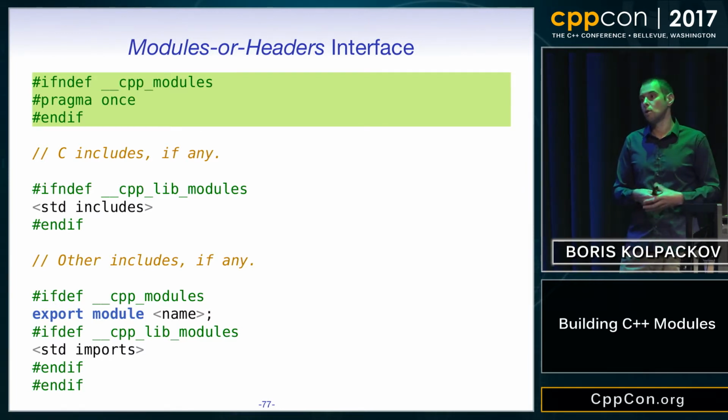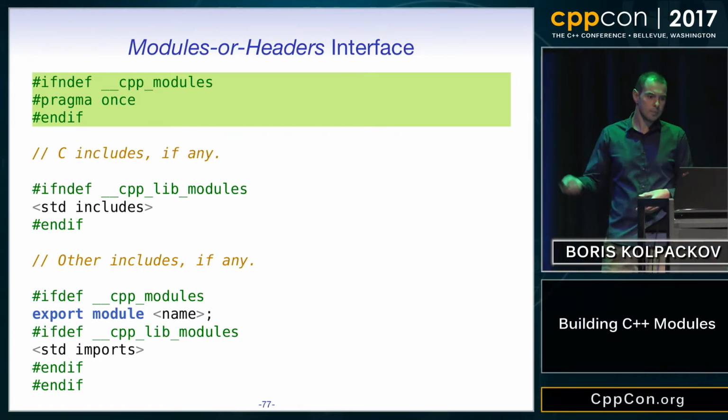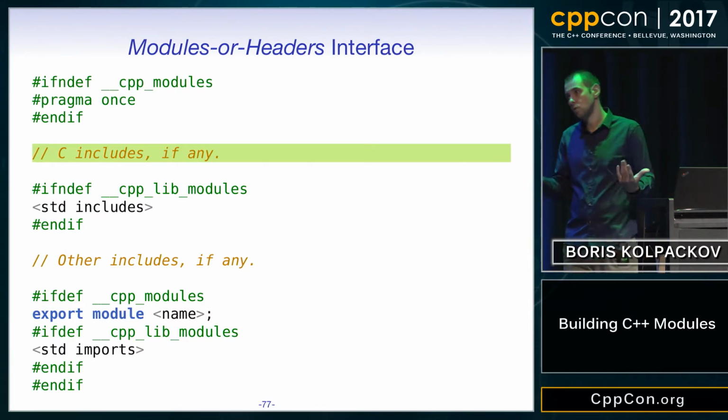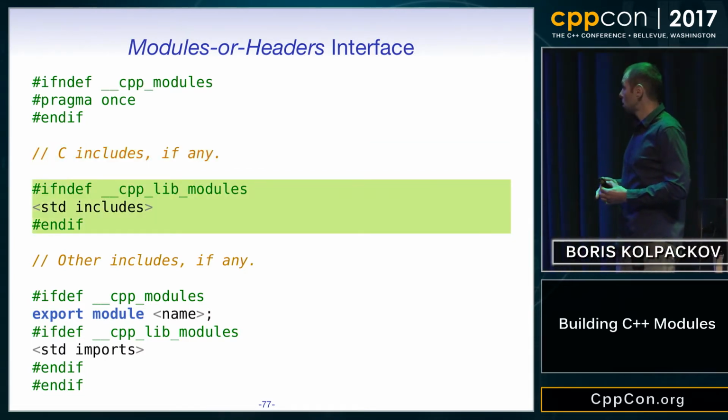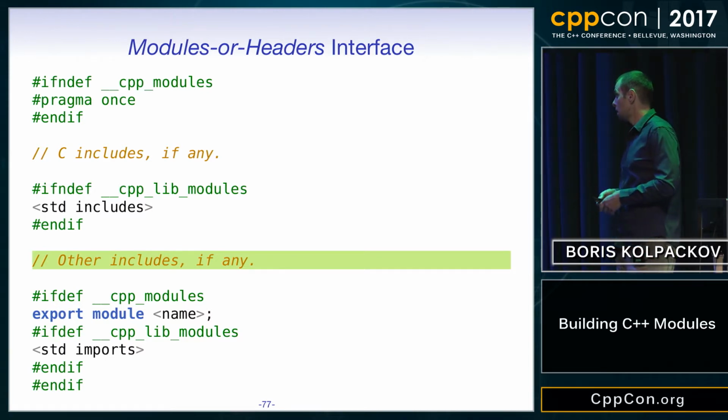You can probably make it work with include guards. It will just get really ugly, I think. And I think it's just better to bite the bullet and use pragma once. Then we have the C includes, for example. Then we have a block of includes for when standard library is not modularized. And we have some other includes that you might have.